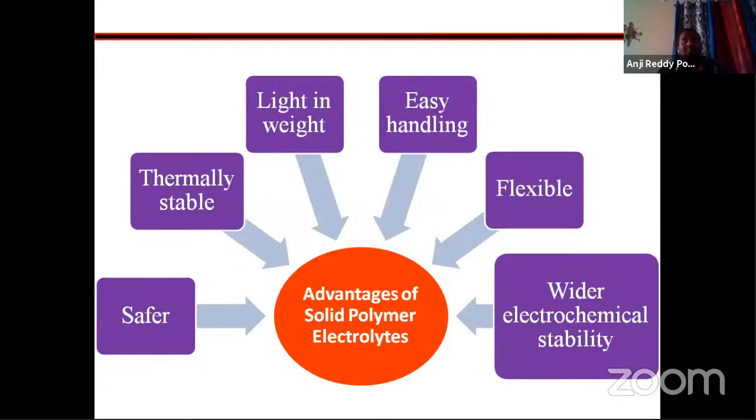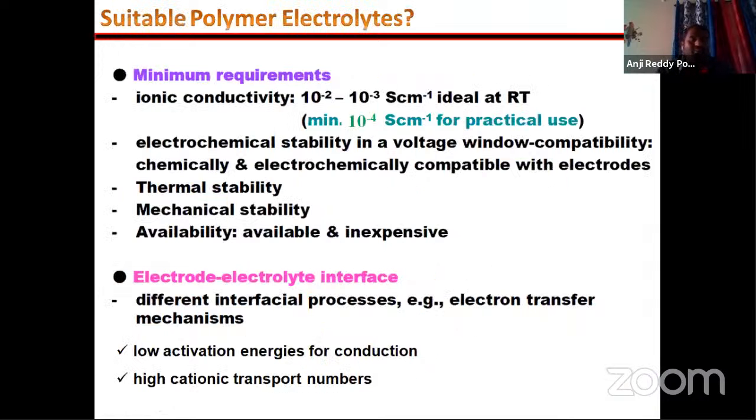And what are the advantages of solid polymer electrolytes? I have given here: safer, thermally stable, light in weight, easy handling, flexible, and wider electrochemical stability. And what are the minimum requirements for these solid polymer electrolytes?